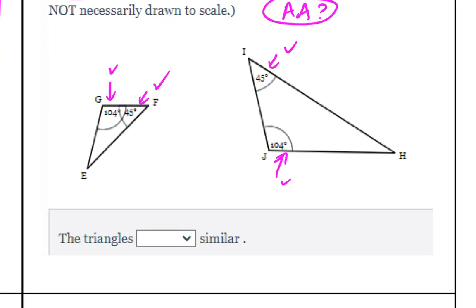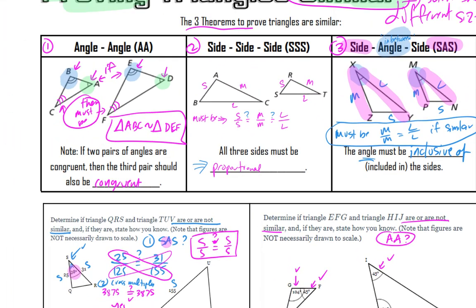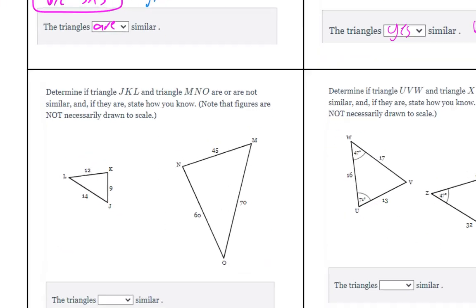So, excuse me, what can we say? We would say that yes, they are similar because angle, angle, right? Once we know that two angles are congruent, then we know the third has to be congruent as well. All right, so that's just using our knowledge. It's easy. All right, let's keep it going.